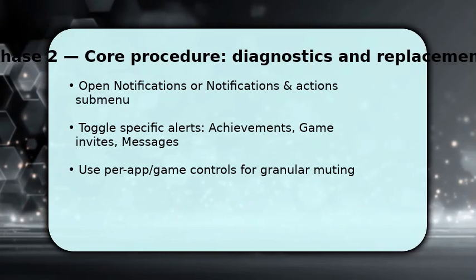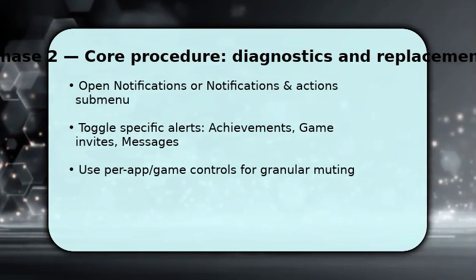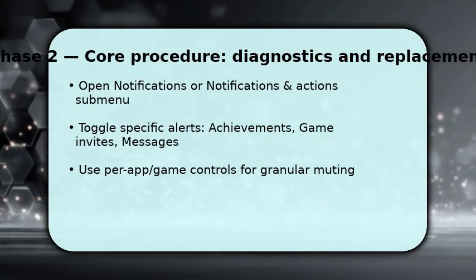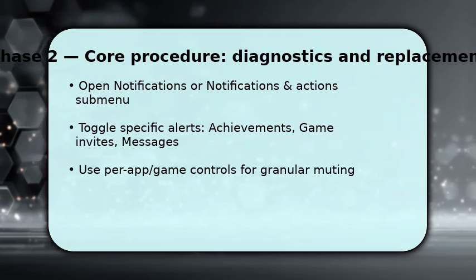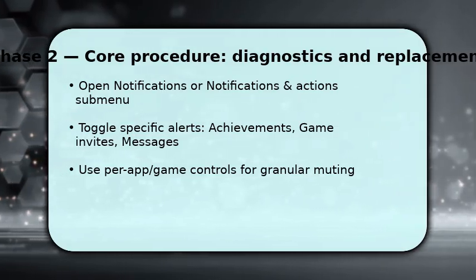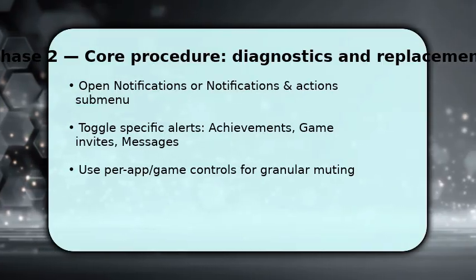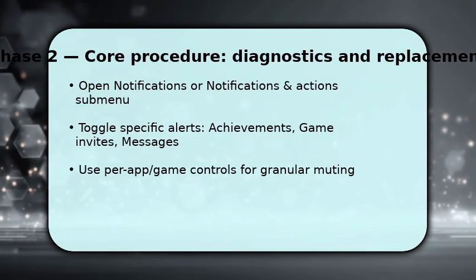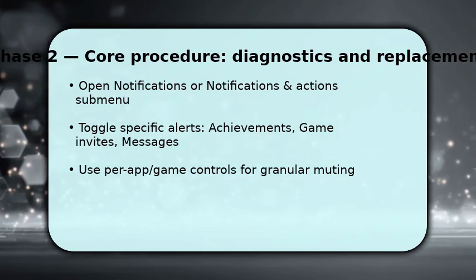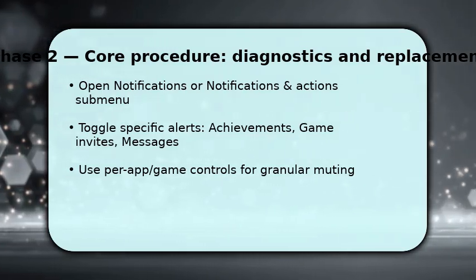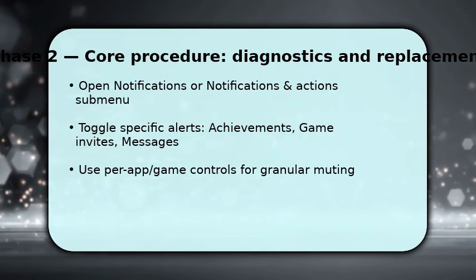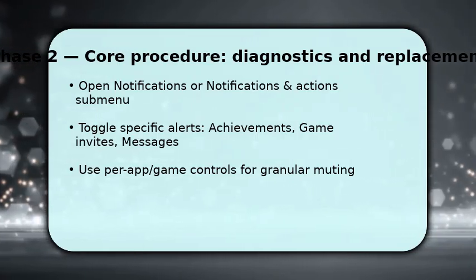Now you drill into Notifications, sometimes labeled Notifications and Actions. This is where the detailed controls live. You will see categories like Achievements, Game Invites, Messages, and Friend Activity. Toggle each one off if you no longer want those pop-ups. Make sure to inspect per app or per game entries because some titles send separate alerts. Mute them individually for granular control.